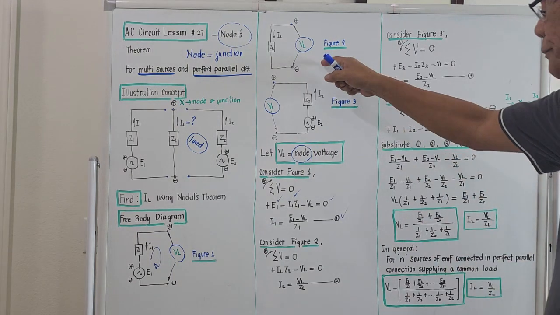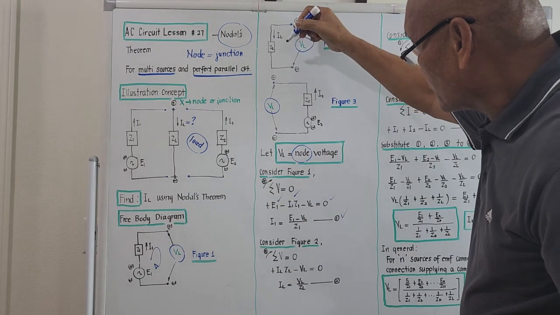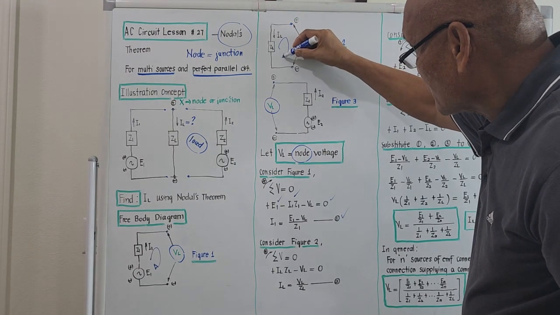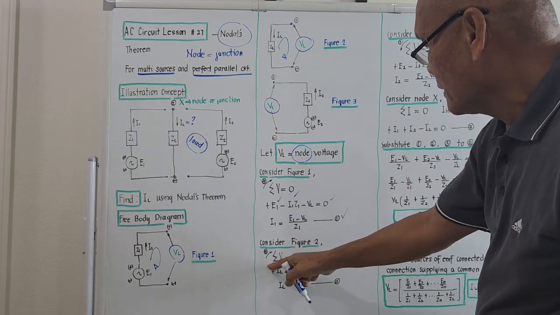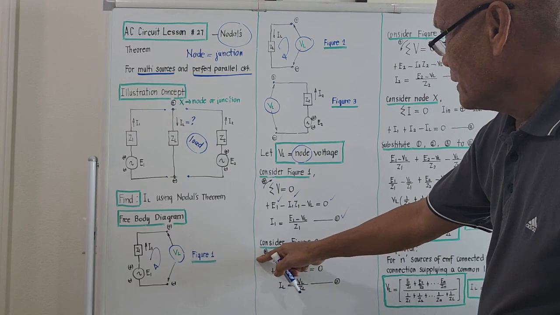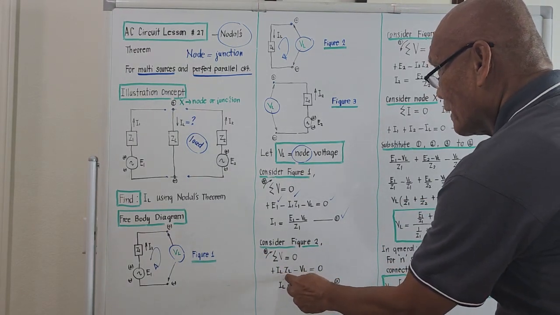Consider figure number 2. Try to take the summation of the voltages. The summation will be something like this. That's why I place it here. Clockwise should be positive. Plus I sub L, C sub L.